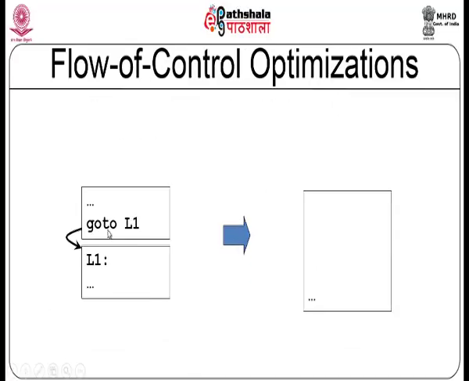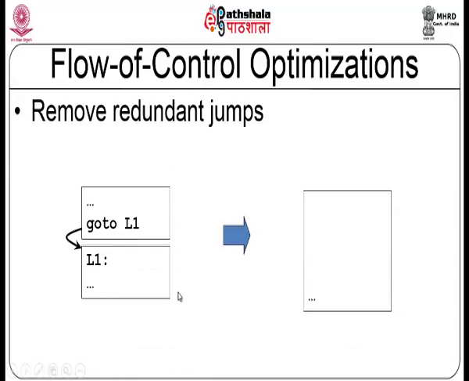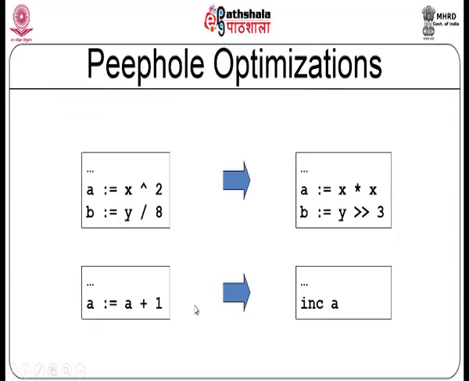Then the next one is flow of control optimization. Again, remove redundant jumps. This is similar to the previous one only. I have a go to L1 here, where L1 is going to start as a simple block. Now rather than that, I can combine both together. Even if there is no go to here, after this instruction, this is going to follow. So I can combine these two into a single block itself and avoid this go to L1. So this is one more flow of control optimization.